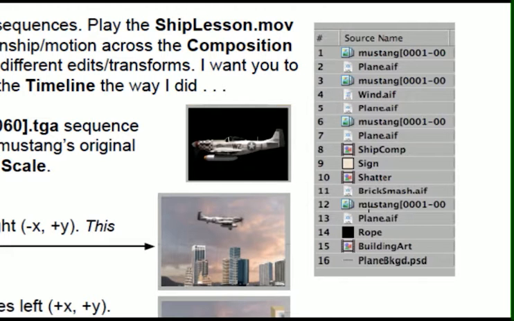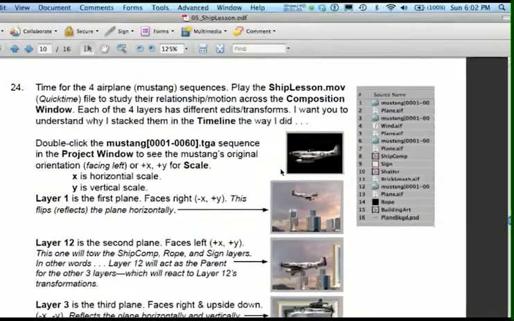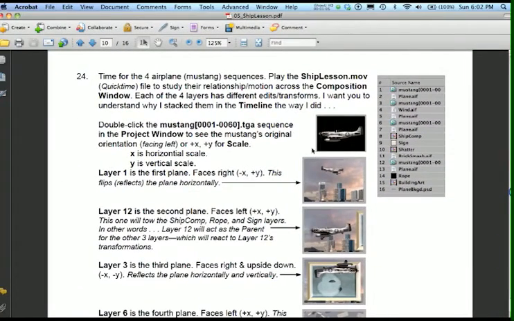Now, here's what I want to say. If you don't keep it in the same stacking order, it really doesn't matter. Okay? Just make sure before you parent the Mustang to the ship comp, the sign, and the rope, that you have the right Mustang that you're using as the parent. Don't just arbitrarily use layer 12 because I tell you to. There are many students who just get the stacking order incorrect. And if they just would have understood that we have to have the right plane do it.